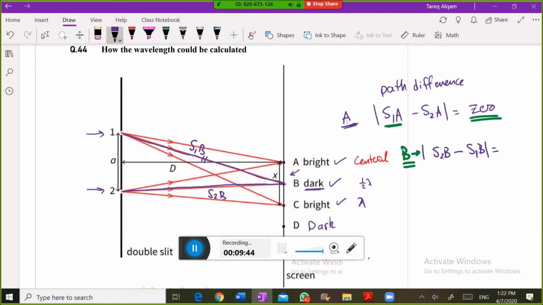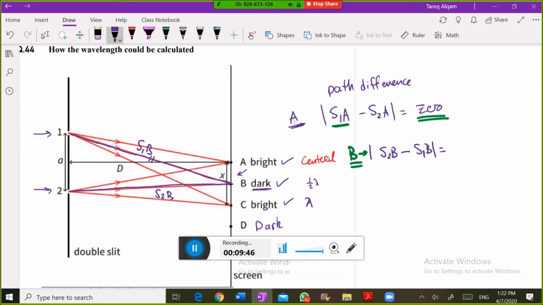If I measure this path difference and compare it to lambda, I will find it's half lambda. Yani if I compare the path difference with the wavelength, I will find it lambda. So for a dark region, the path difference will be an odd integer of half lambda.